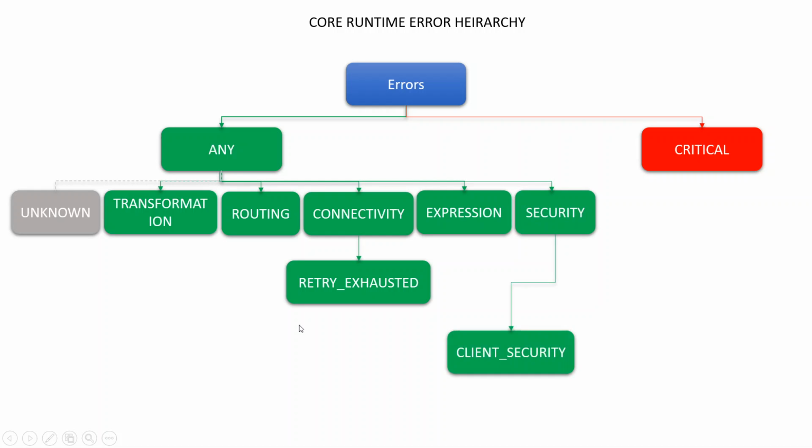Then comes security: client security and server security. There is a difference between client security and server security. The error falls under the category of client security when it has occurred due to calling a third-party API, that is the other API. And suppose you call it with a wrong client ID secret combination or some other authentication mechanism fails. So it might give you a 401 or 403. All those errors are captured by the client security.